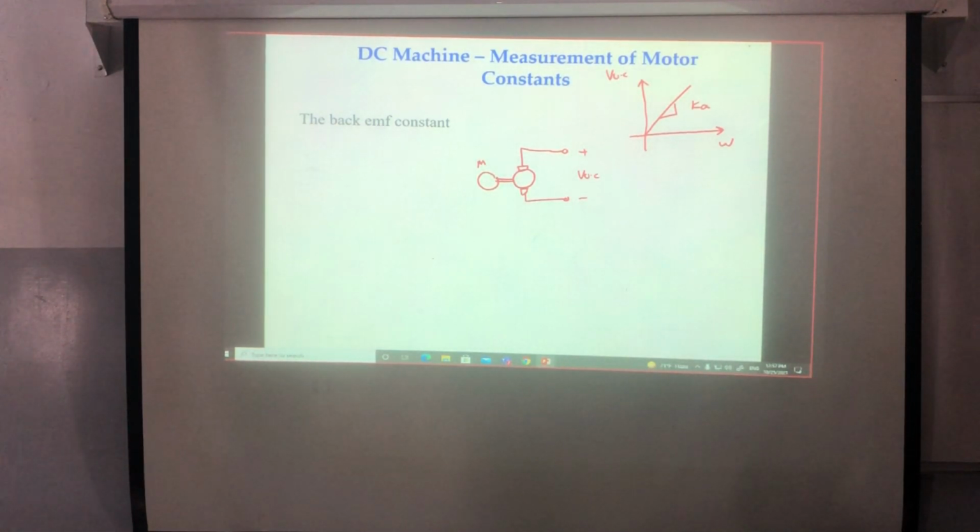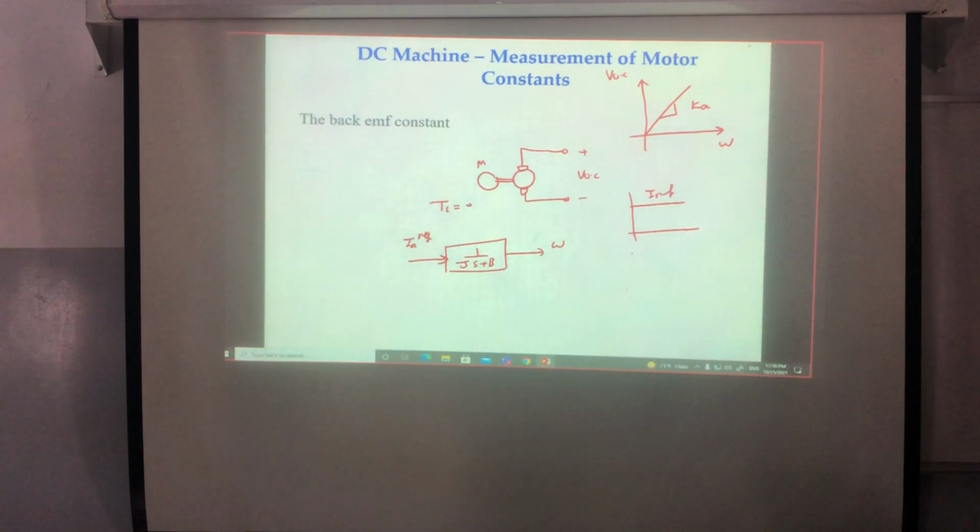Now, if you agree with me that I can reach this one, this is the IA reference as input to the 1/(J S plus B), and here is omega, and T_L is equal to 0. If I'm giving a reference current step, the speed response versus time is a first order system. You will never peak; it will have something like this. So this is omega steady state, correct? From omega steady state I can calculate B.